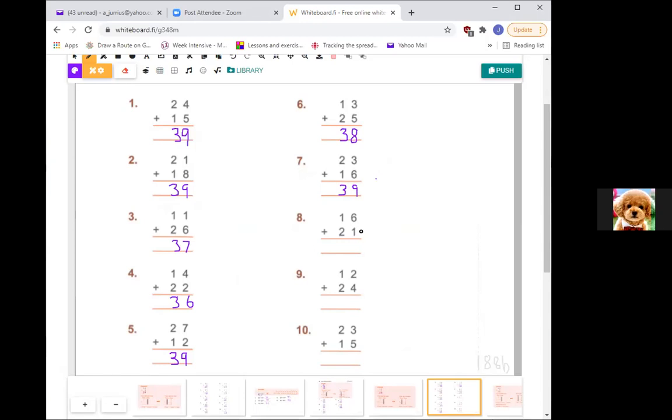Selena, will you do number 8? Number 8. 6 plus 1 equals 7, and 1 plus 2 equals 3, so it's 37. Thank you so much. Maxim, number 9. 36. And how did you get that? And you're right. How did you get it?